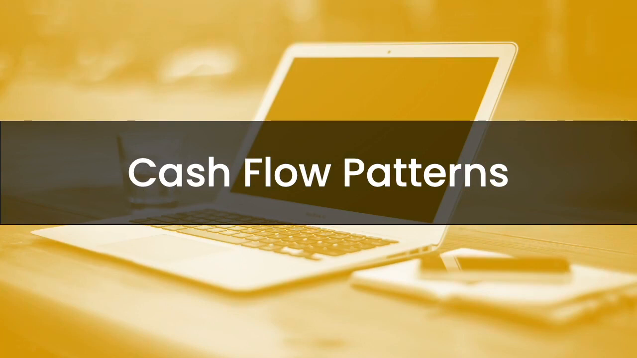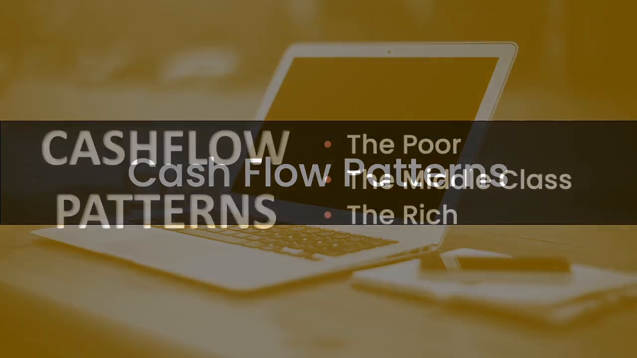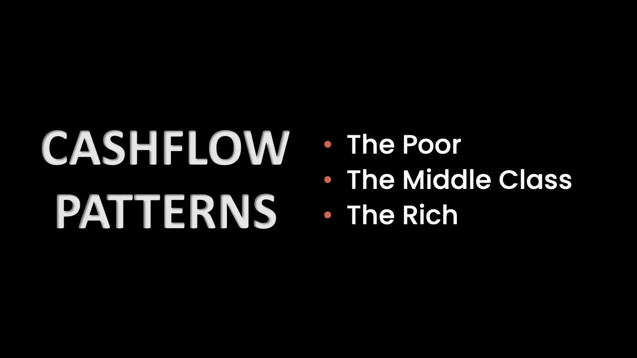Now we move on to cash flow patterns. Cash flow patterns were designed by Robert Kiyosaki, the author of Rich Dad Poor Dad. He was able to identify the cash flow patterns of the rich, the middle class, and the poor. When you look at the cash flow patterns of the poor, middle class, and the rich, you'll understand what it means to have the cash flow patterns of the rich, of the financially free, and of the affluent.